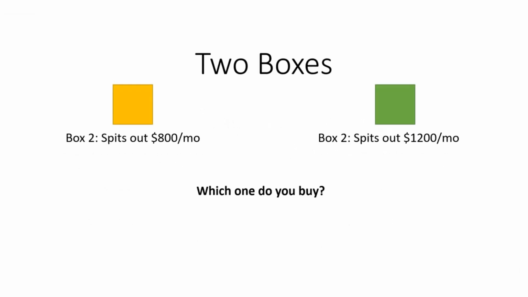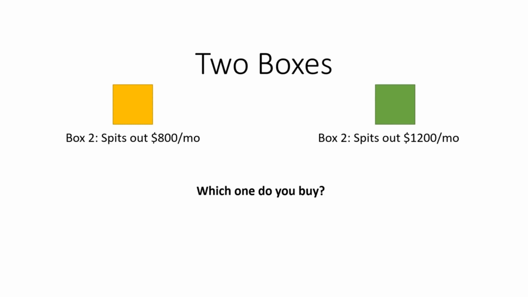Let's say that I have two boxes for sale. I've got a yellow box and I've got a green box. My yellow box spits out $800 a month, and my green box spits out $1,200 a month. Which one do you want to buy? Now, some of you may have naturally said, well, I want the green box. It spits out more money.